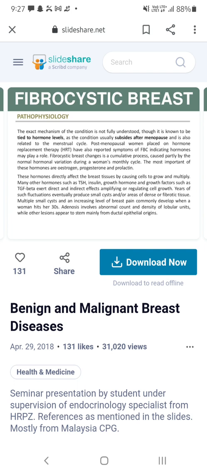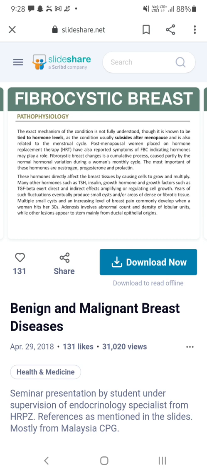So pathophysiology: the exact mechanism of the condition is not fully understood, because there is no specific cause like tumors or cancers, and it has been studied only in relation to hormonal levels. Hormones are suppressed during menopause and after the stoppage of the menstrual cycle. After that there are no hormones, that's why most people will not get breast cancer during their menopausal period. Only during the menstrual cycle will you have more hormones and fluctuation of hormones. So that's why you can get cancers and fibrous or cystic disorders in your breast.